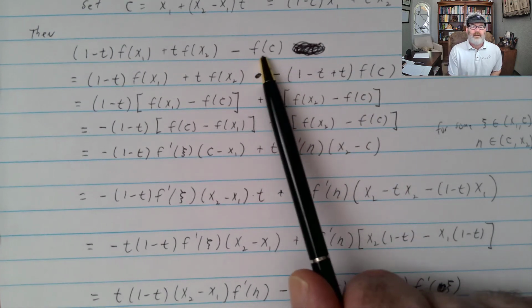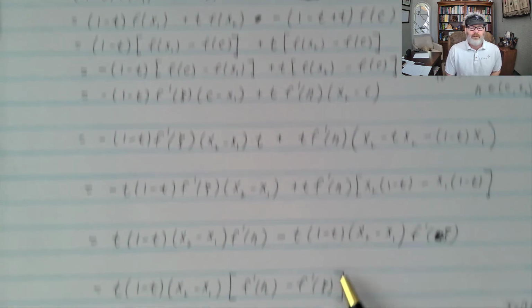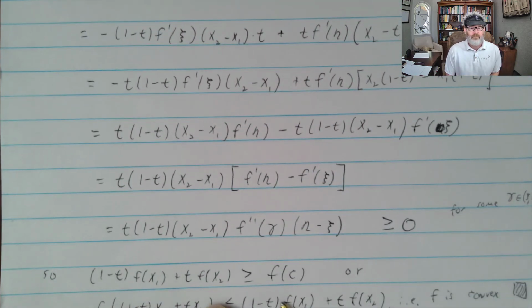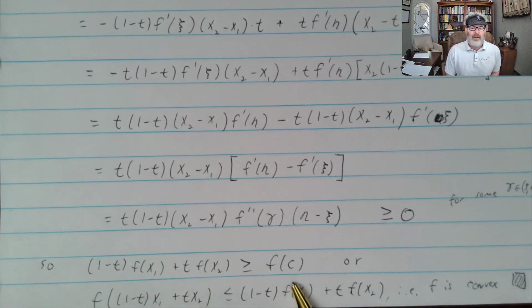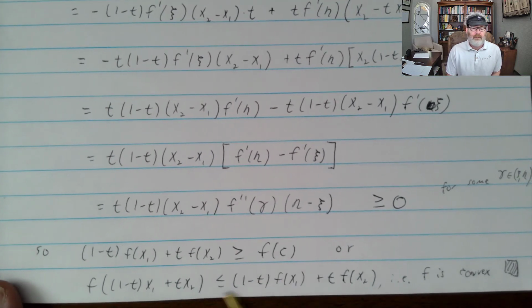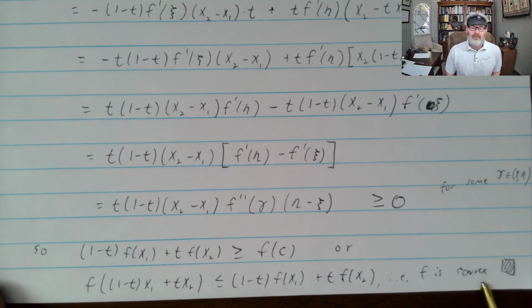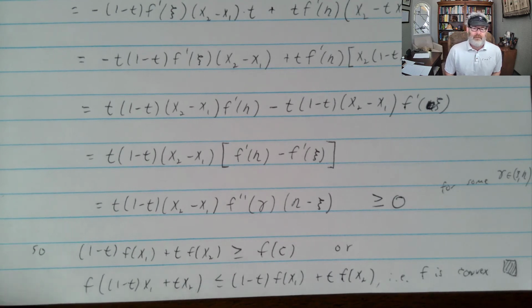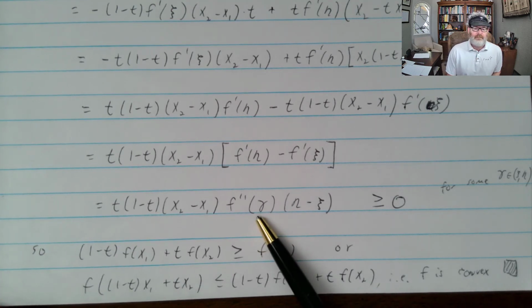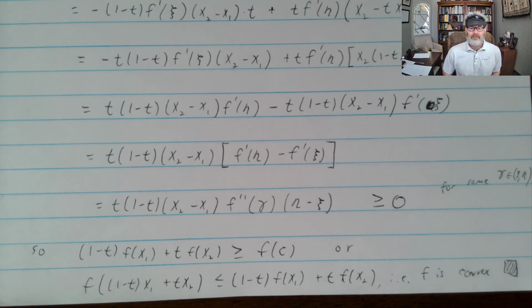And so if that's greater than or equal to 0, I can move this f of c over and then just rewrite what f of c was. F of c was f of 1 minus t x1 plus t x2. So that's less than or equal to. And that's the definition of being convex. So if the second derivative is always non-negative, the function is convex.